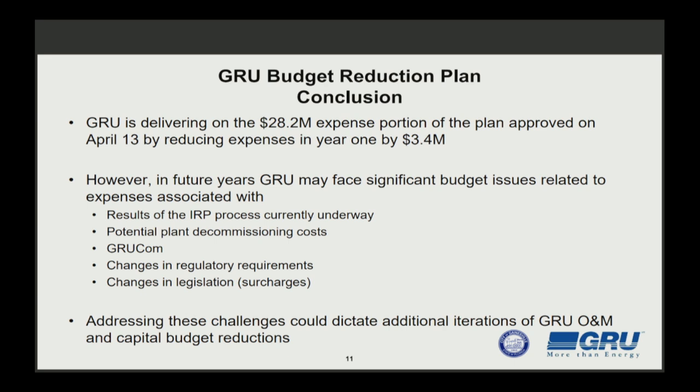The results of the IRP process that you're going to hear about in just a few minutes, none of those are baked into this. We don't have any plant decommissioning costs. There's still decisions to be made about GRUCOM and the role it's going to play in the organization. And we have some potential regulatory and legislative changes that we're still going to have to work our way through. So while we're talking about $28 million now, and it does kind of pale in comparison to the cuts that general government are going to have to make to put their piece in, we've got some more reductions that we're going to have to deal with coming down the road.